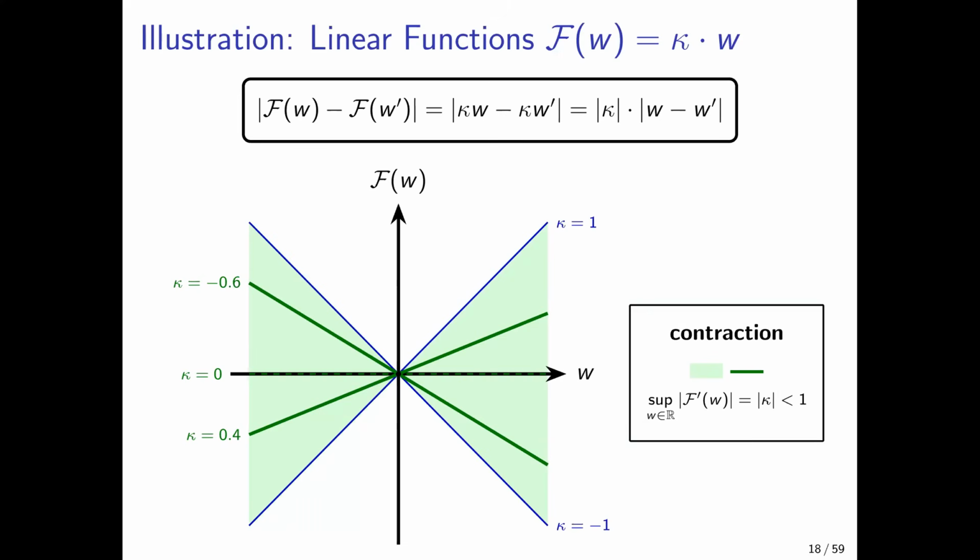And so in this way, we can illustrate this. So contractions are all the functions corresponding to some lines going through the origin and which are in this green zone, below kappa equals 1 and above kappa equals minus 1. So in between both of them. This is a rather simple example and simple illustration. But keep it in mind, we will later on extend this and build up on this.